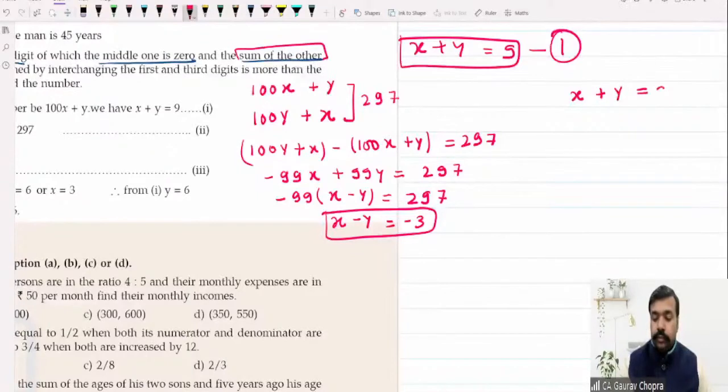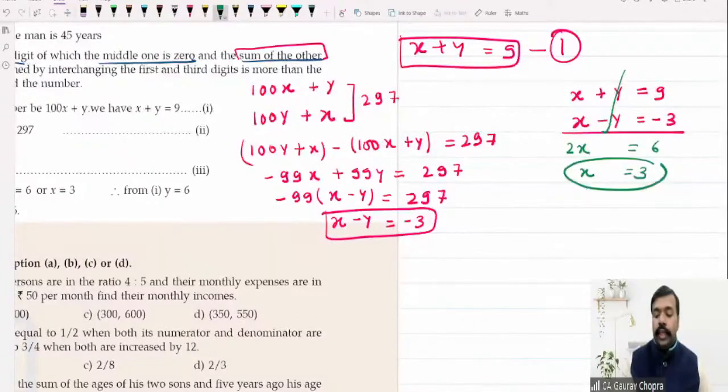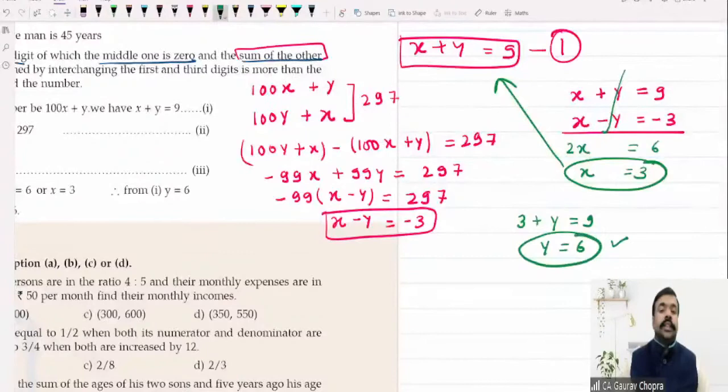So x plus y equal to 9 and x minus y equal to minus 3. We can solve them. Y will get cancelled. So 2x is equal to 6, x equal to 3. So we have got x as 3. And when we substitute here, we will get the value of y. So 3 plus y is equal to 9, so y will be equal to 6.